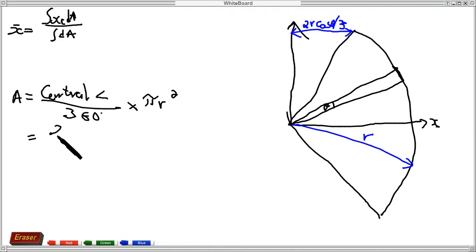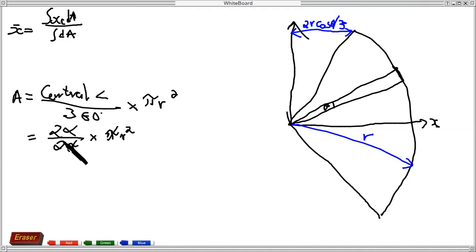So you can say 2 pi, because if you look at that shape, the angles that they put here are alpha and alpha. You can add them up, then it becomes 2 alpha, because that will be your angle at the center. 2 alpha over 360, and 360 is 2 pi, times pi r squared.